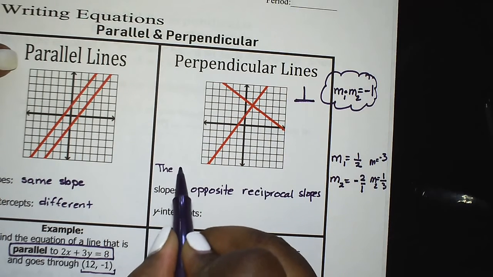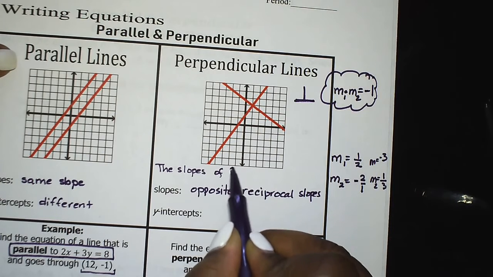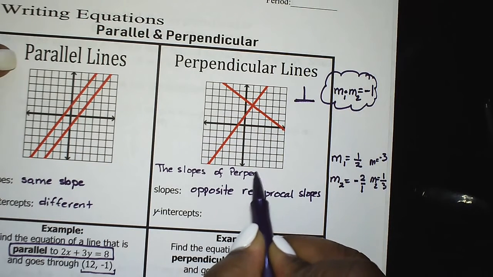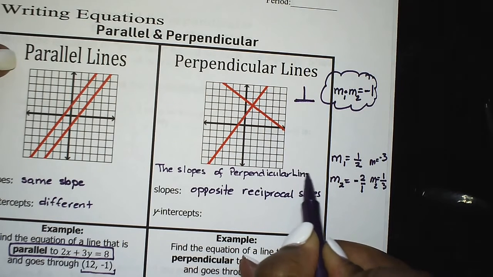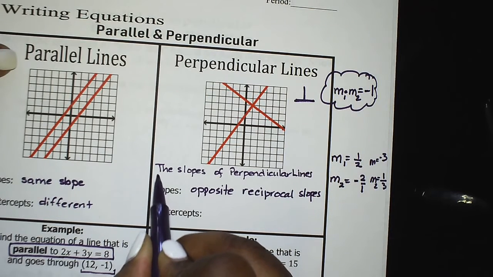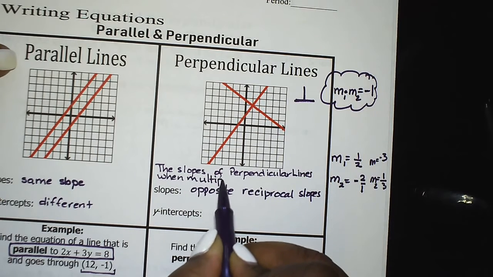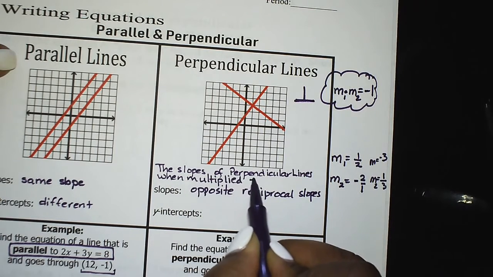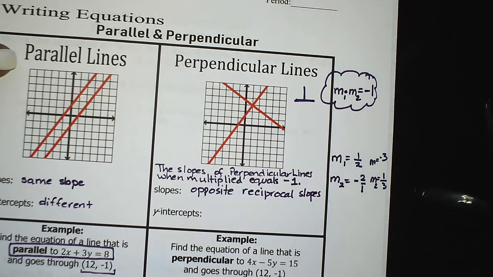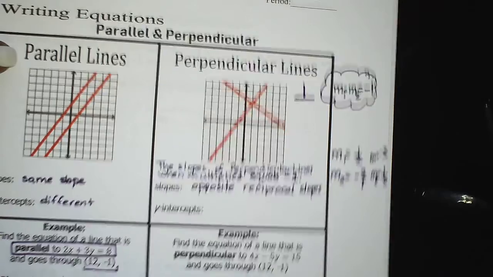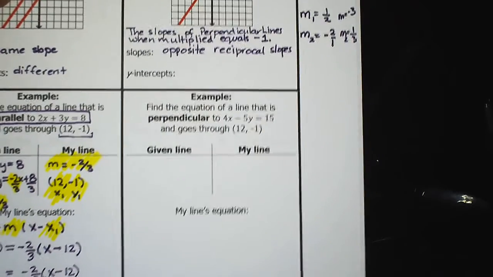The slopes of perpendicular lines when multiplied equals -1. If you multiply the slopes and they're not equal to -1, then you know the lines are not perpendicular. Let's go to our example.